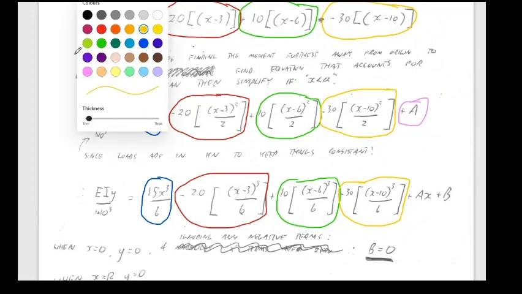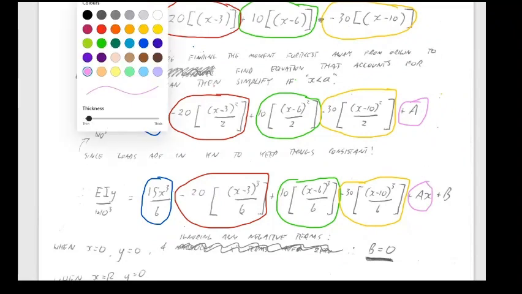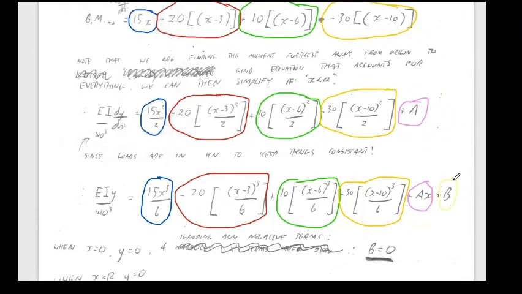And then we've got our constant of integration, A becomes Ax. And then we've got another constant of integration, B, at the end here, this light yellow colour, B.